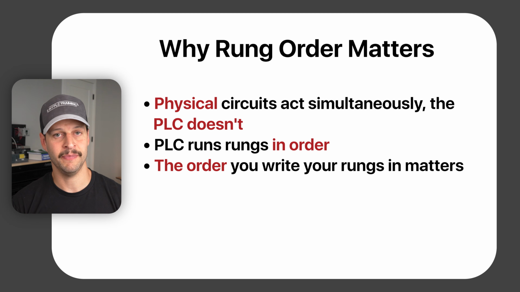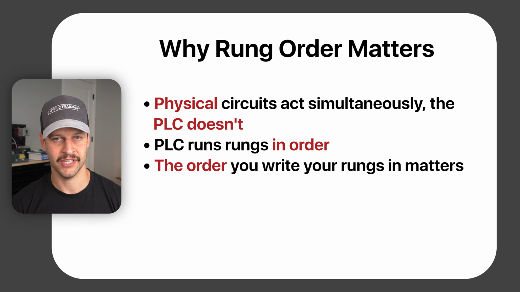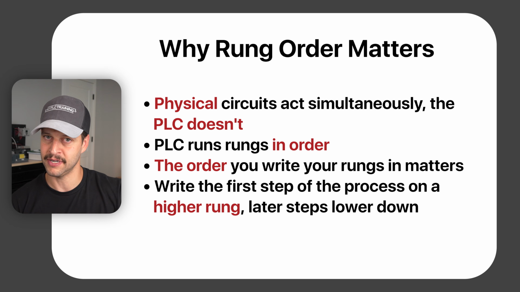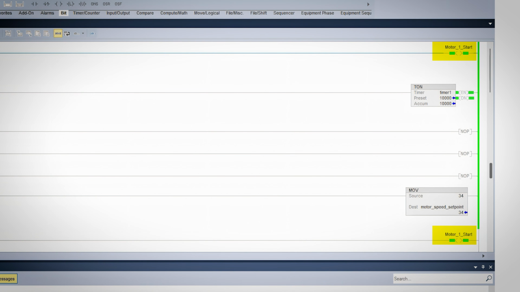It usually doesn't make a huge difference depending on your program and how important the speed in the process is. Generally, it's best to consider the steps of the process and write the first step on a higher rung and a further step on a lower rung. And a side note here, you just want to be careful about having an output instruction in multiple places in one ladder or even multiple routines within a program. That's usually a very bad idea, and we'll come back to that more later.